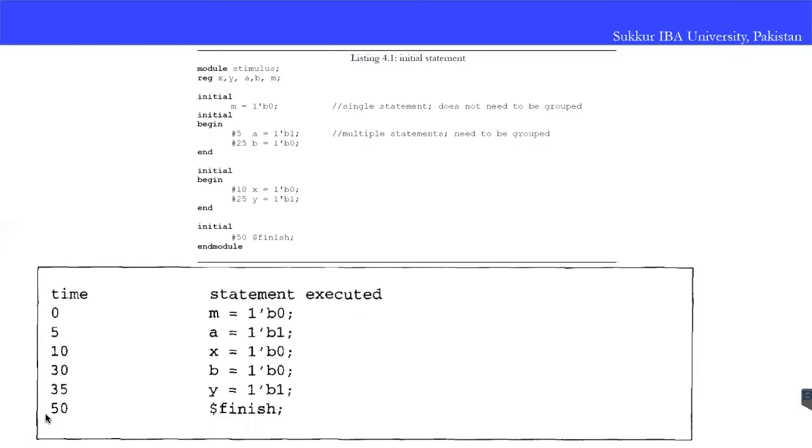In this slide, we have learned a few basic things about the initial statement, why we use it, how we use it, and we also went through one example of the initial statement. In the next lecture, we will perform this example on Vivado and we will see the output. Thank you.